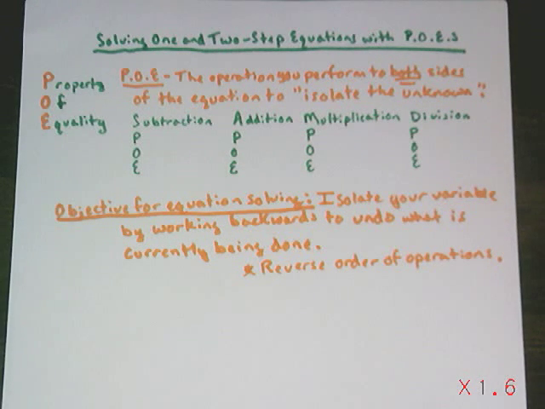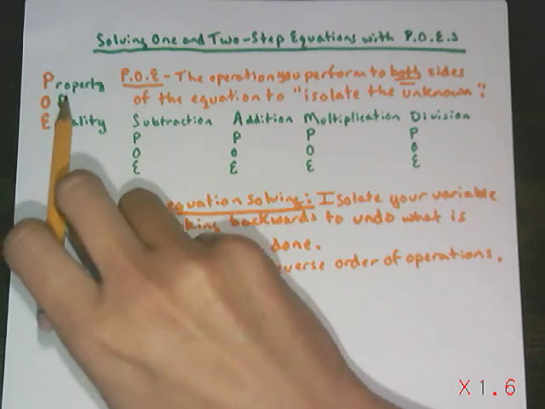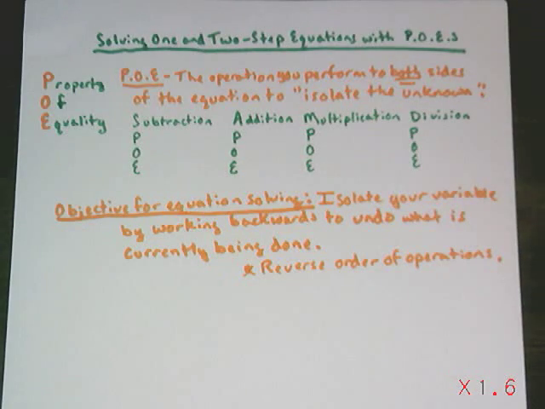Welcome to our video on solving 1 and 2 step equations with POEs. There's going to be some language that we introduce to you that's going to be easier when you're presenting these problems. And the first thing we've got to discuss is, what does POE stand for? POE is an abbreviation for property of equality, and we're going to define that as the operation you perform to both sides of the equation to isolate the unknown.